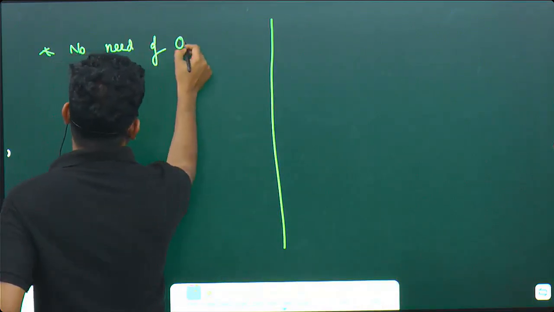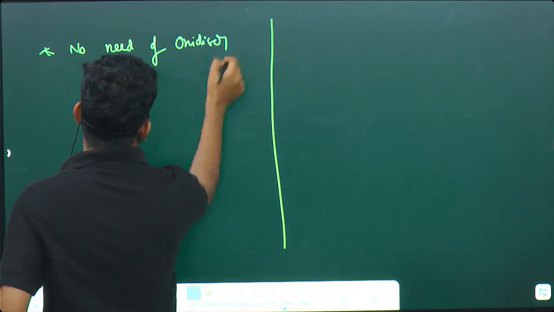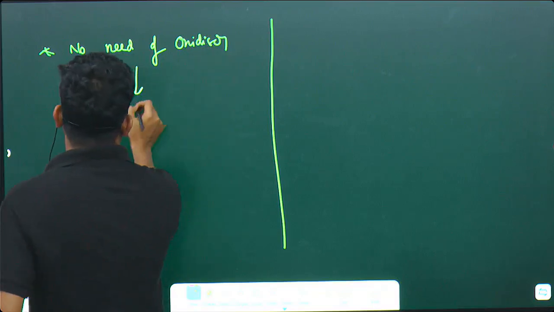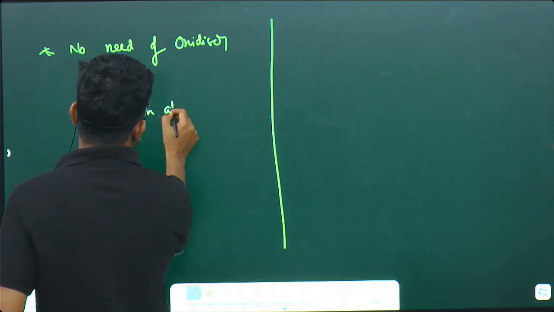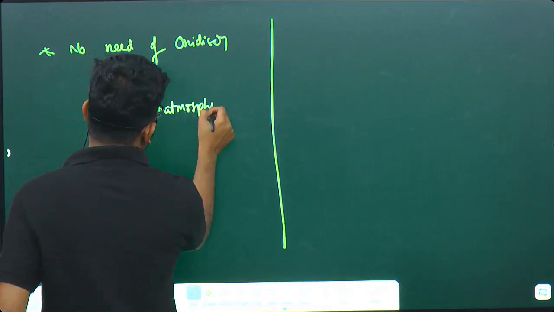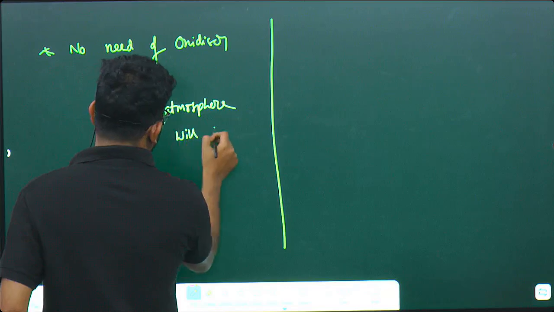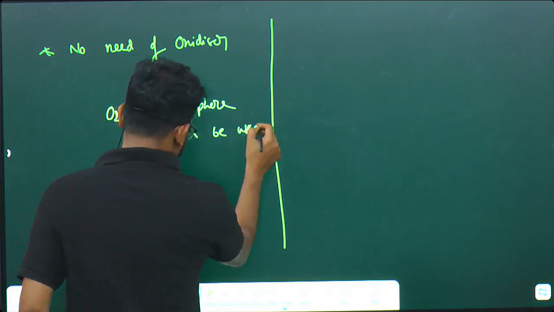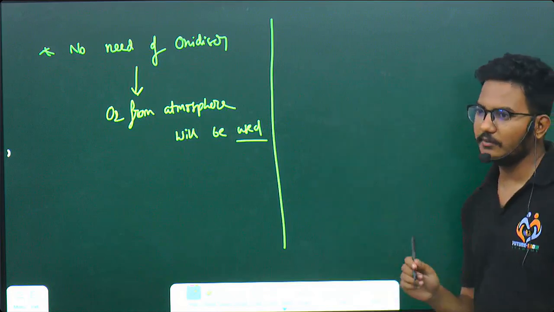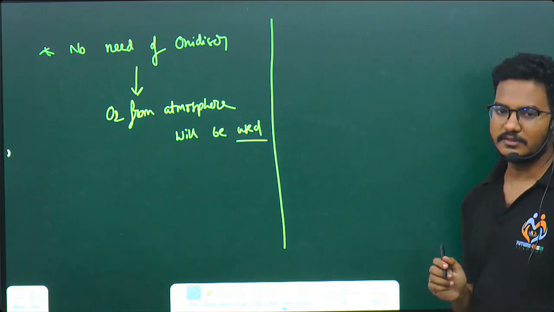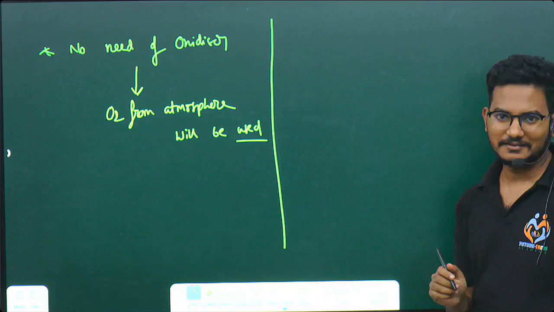No need of oxidizer. Okay. Oxygen O2 from the atmosphere will be used. So, this is in the troposphere. Okay. When it comes to the stratosphere, what happens? Oxygen? No oxygen? Who told you? See, the ozone layer is in which layer? Stratosphere. Why is it there in the stratosphere?